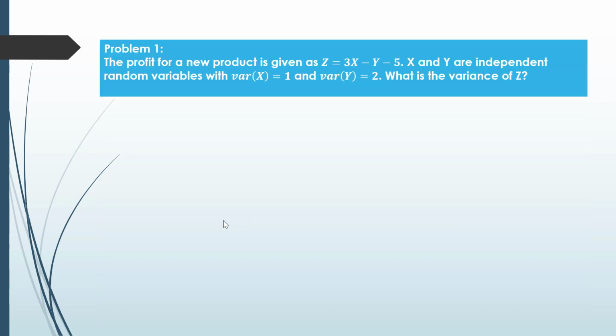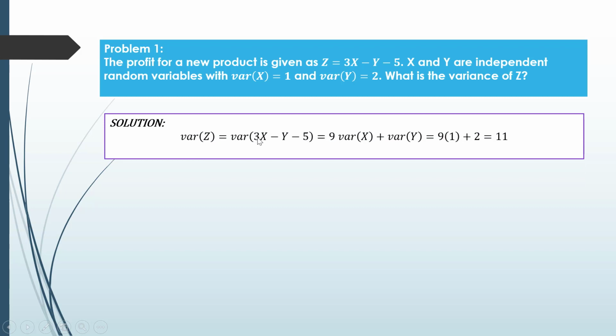Problem number 1. The profit of a new product is given as Z is 3X minus Y minus 5. X and Y are independent random variables with variance of X is 1 and variance of Y is 2. What is the variance of Z? This question is quite simple. We need to apply one of the properties that we learned for sums of variables. So variance of Z is variance of 3X minus Y minus 5. This is equal to 3 squared variance of X, 3 squared is 9, plus variance of Y. And this is equal to 9 times 1 plus 2. The answer is 11.